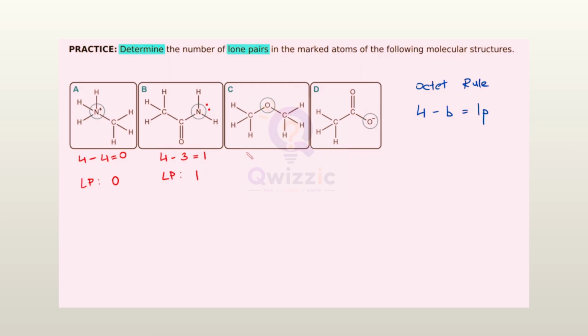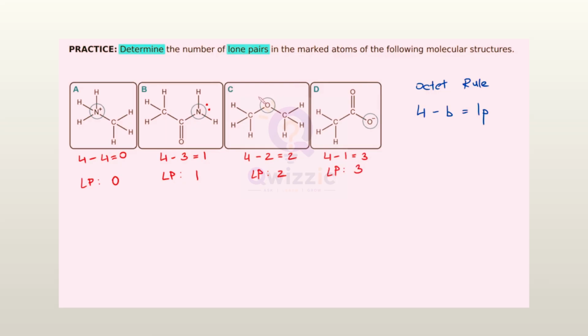Now moving on to C, we would have 4 minus, and we see 1, 2 bonds, so a total of 2 bonds. The difference between 4 and 2 gives us 2. So the number of lone pairs would be 2. And for D, we would take 4 minus, how many bonds do we see? This oxygen is only bonded to carbon, so that's only 1 bond. The difference between 4 and 1 is 3. So the number of lone pairs would be 3.